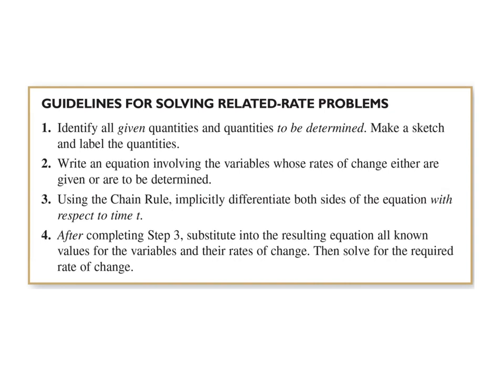The second step is to write an equation using the variables that you're going to take the derivative of. Then, using the chain rule, implicitly differentiate both sides with respect to time t. That's why we use d over dt each time, and we're going to keep doing that. The last step, after completing the differentiation, is to substitute and then solve for all the required rates of change.